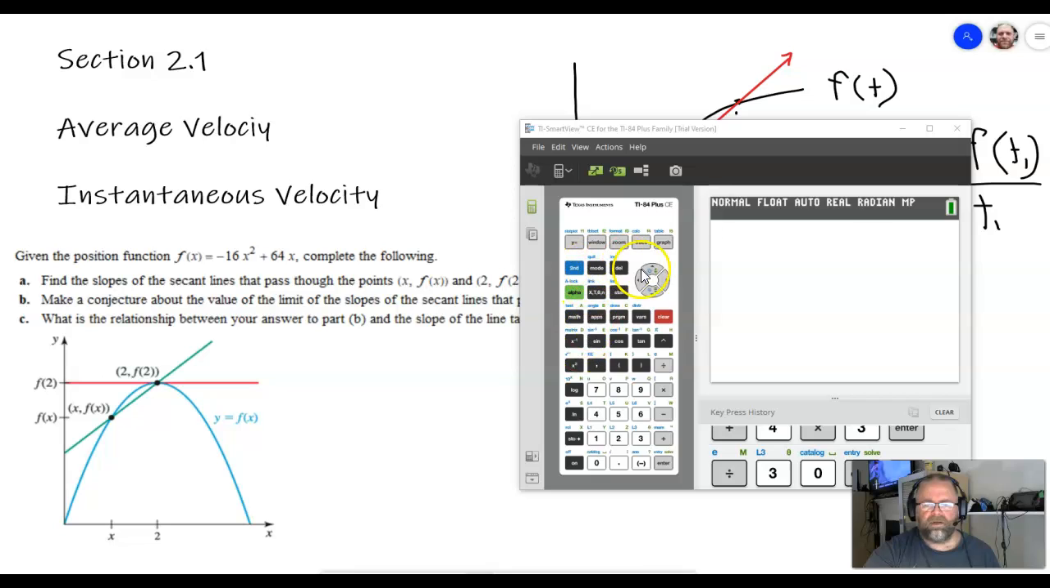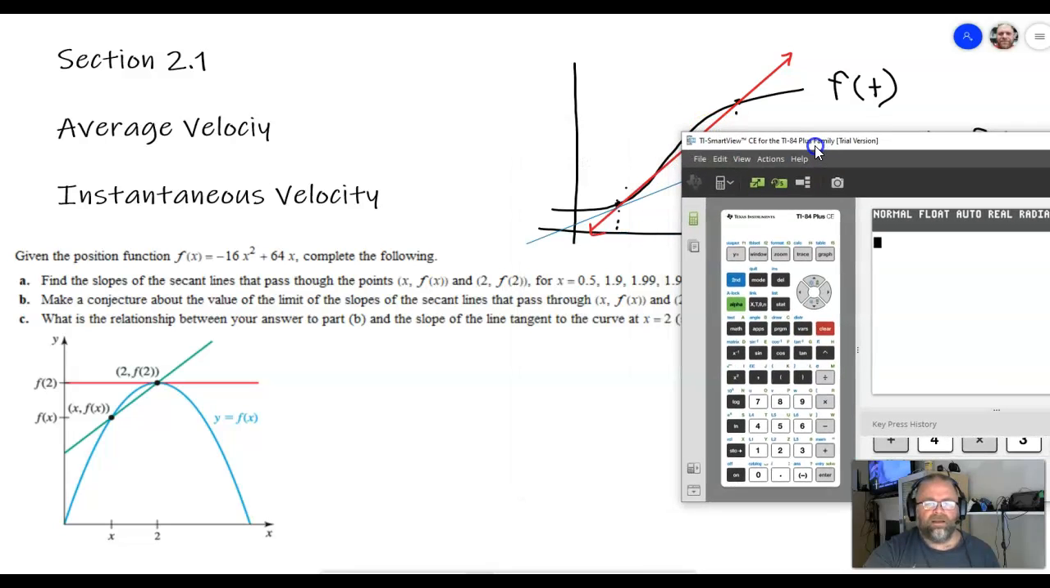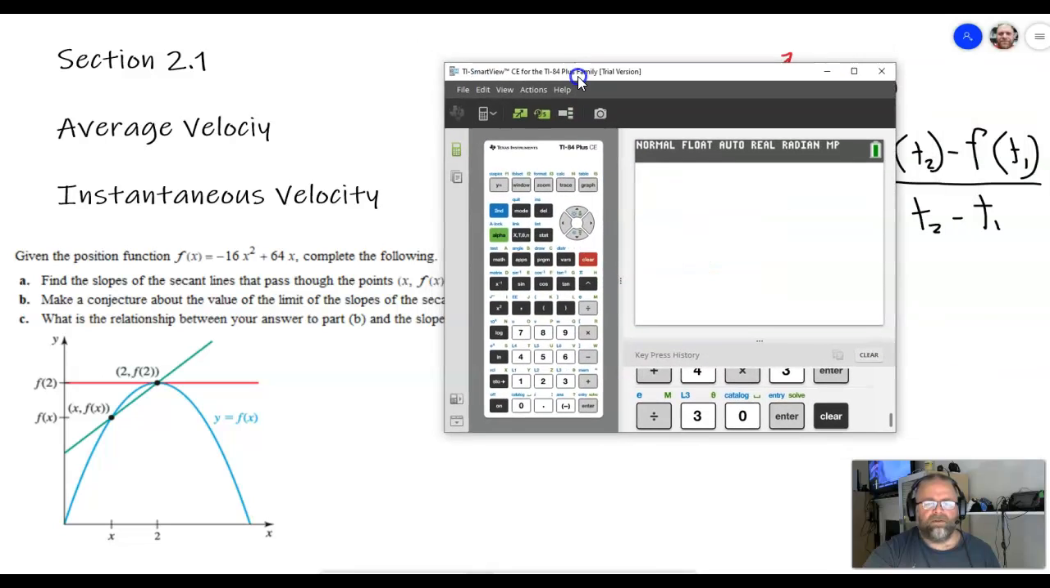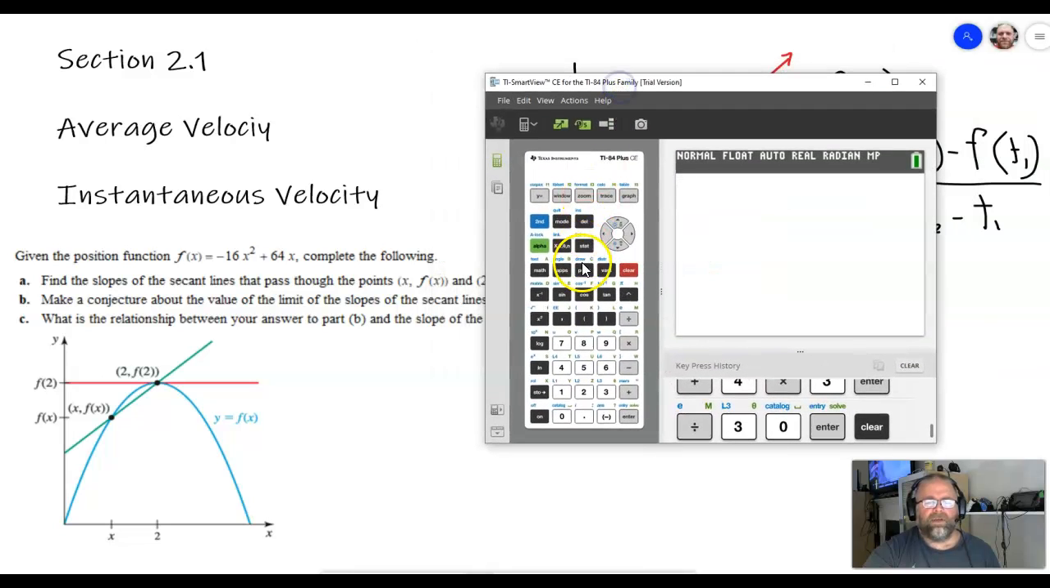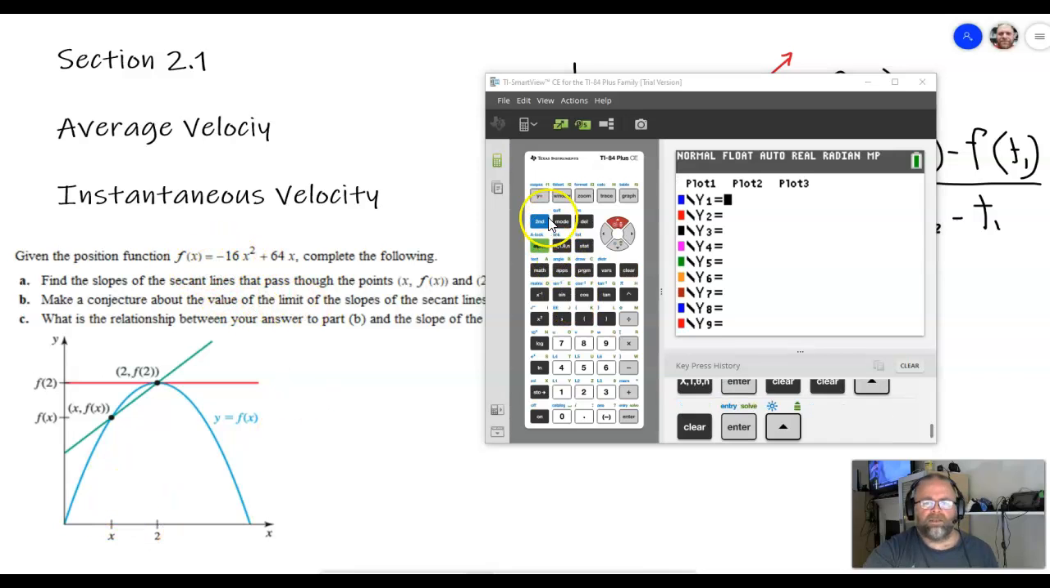So you should have a key format that looks very similar to this if you have the TI-83 or TI-84. This is a TI-84 right here. I'm going to put in a function here, this one right here. Hold on just a moment. All right, so you're going to hit the y equals key in order to enter the equation, and we're going to stick this equation in here. It'll make it a lot easier for us to calculate some of these values.